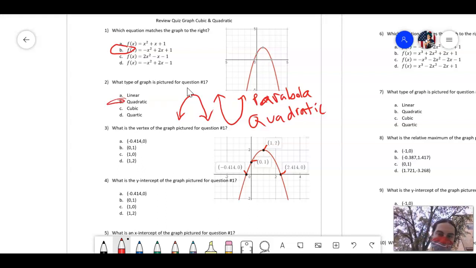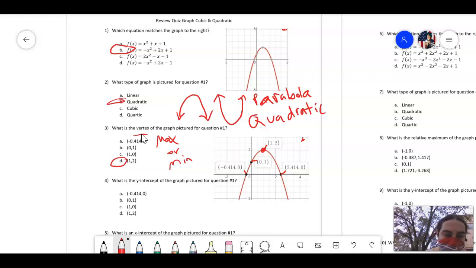Now, this graph up here is the same one right here, just with those points given to you. So what is the vertex of the graph pictured for number 1, which is the same thing right here? Well, if you remember, a vertex is kind of like the top of the hill or the bottom of the U. So if you look at the top of this quadratic right here, we have 1, 2. That's our vertex. Vertex is either the max or the min.